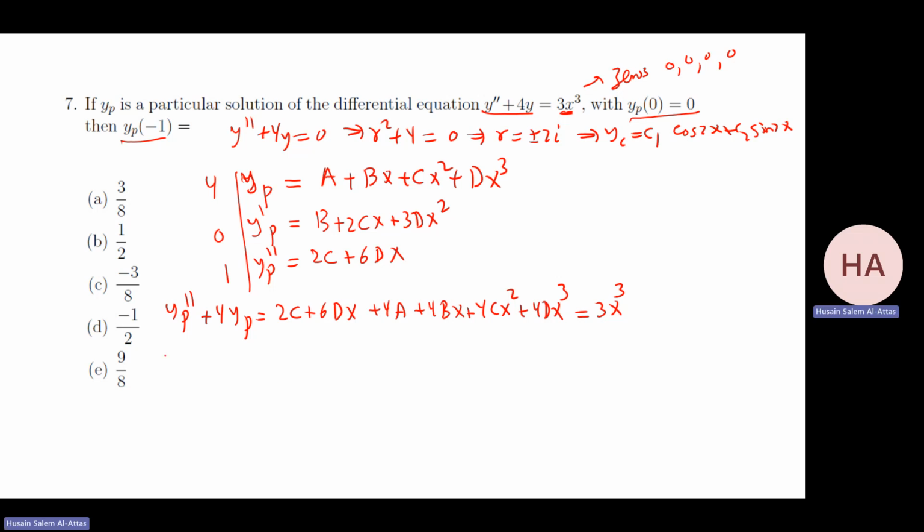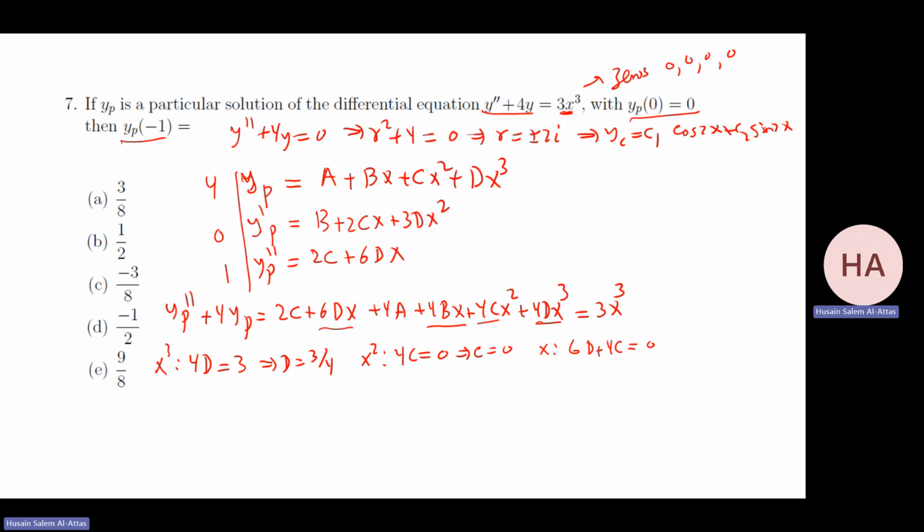Okay. Now, check the coefficients. I have the coefficient of x cubed. Here it's 4D equal to 3. So D equals 3 over 4. Coefficient of x squared. This is gone. Coefficient of x squared has only 4C and equals 0 on the other side. So C equals 0. Now the coefficient of x. That will be what? This and this. So I have 6D plus 4B, and that should equal 0. D I have 3 over 4.